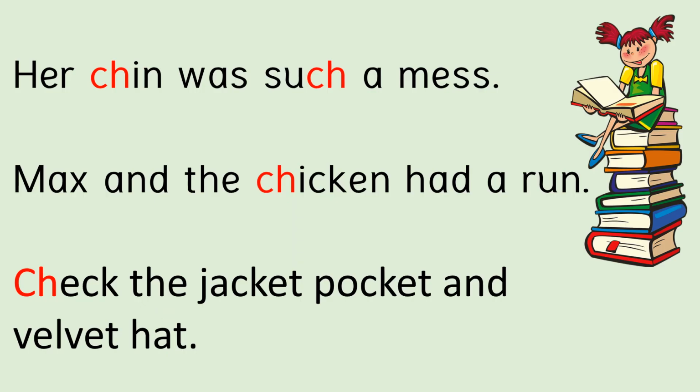Right, the sentences today, we've got: Her chin was such a mess. Max and the chicken had a run. Check the jacket pocket and velvet hat. So I've put that third one is quite tricky because it's got more than one syllable in those words. We've got jacket, pocket, velvet, and so if they still can't read those words fluently, you're going to have to break it down. So jack, et, jacket, because it will be more than one syllable.